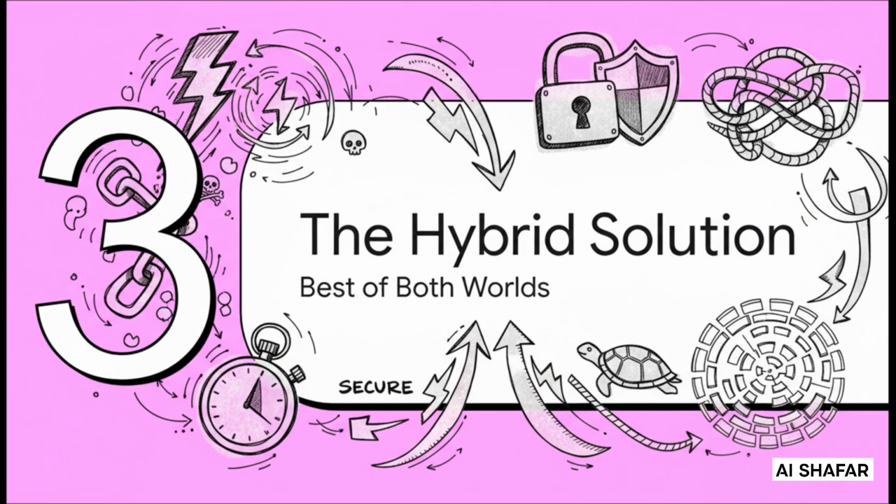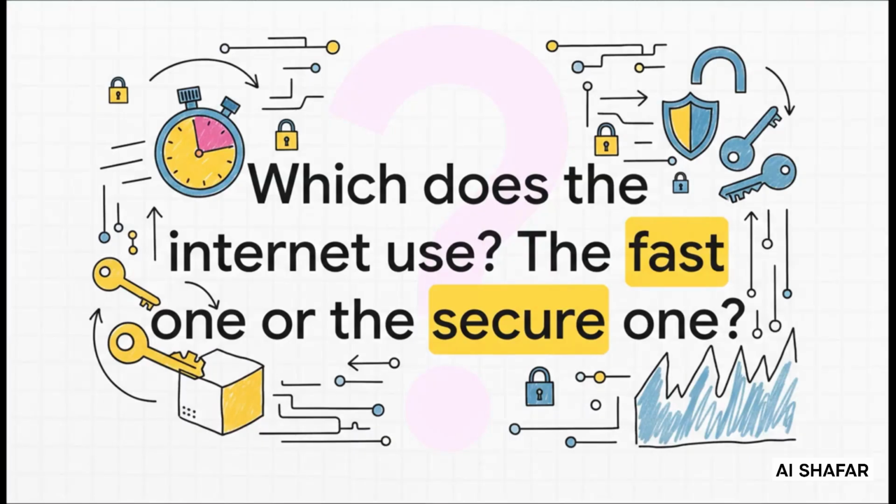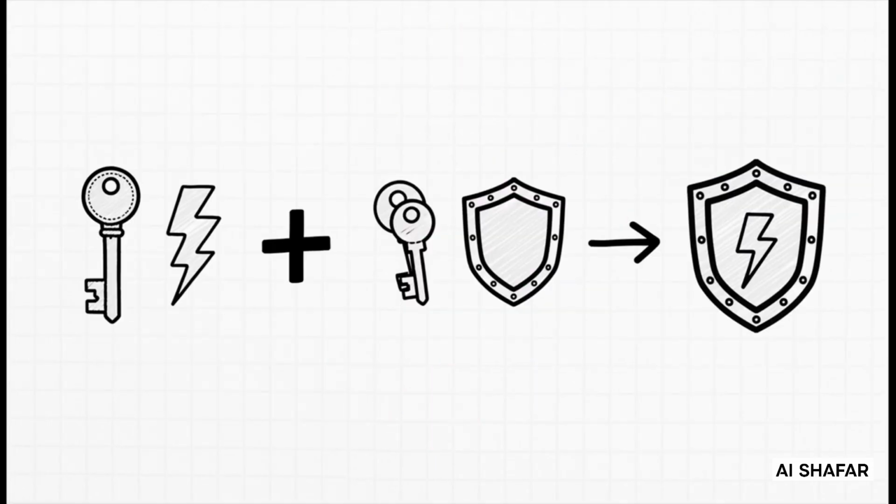This is where the hybrid solution comes in. So this leads to the million-dollar question, right? When you go to your banking website, what's it actually using? The fast one or the secure one? And the answer is just so elegant. It's one of the coolest solutions in all of computer science. It doesn't pick one, it uses both of them.